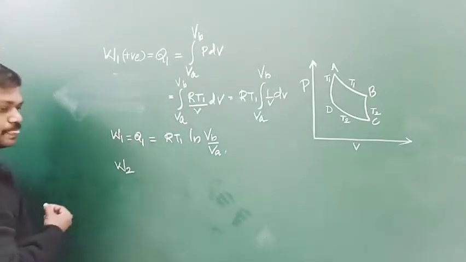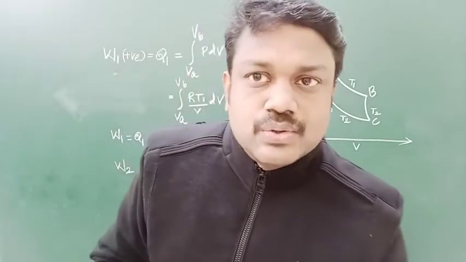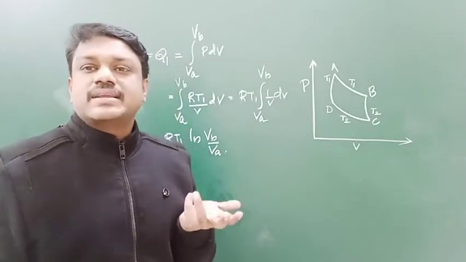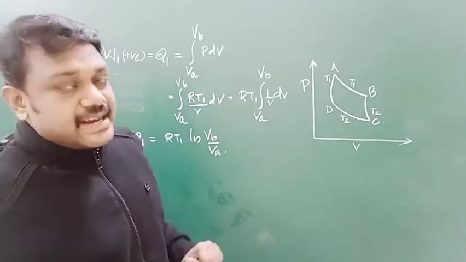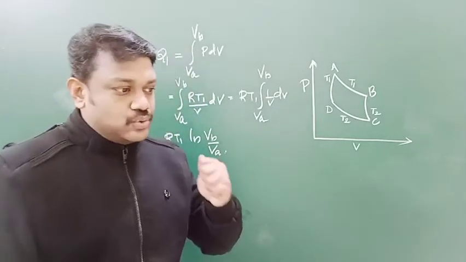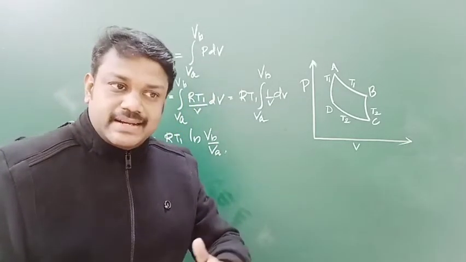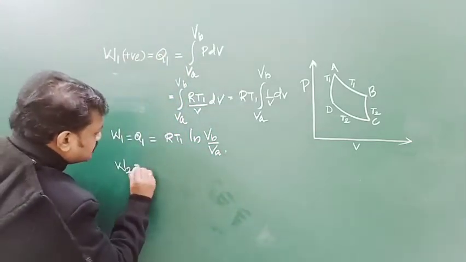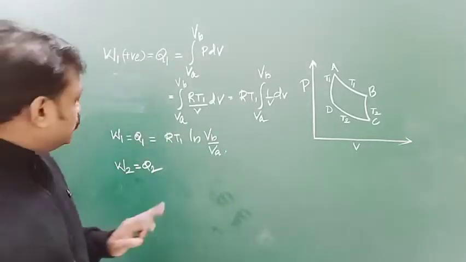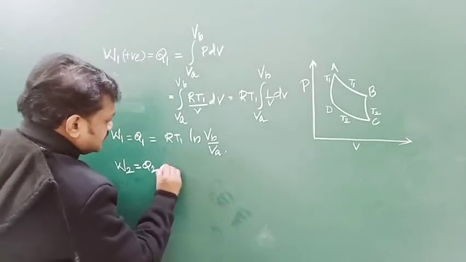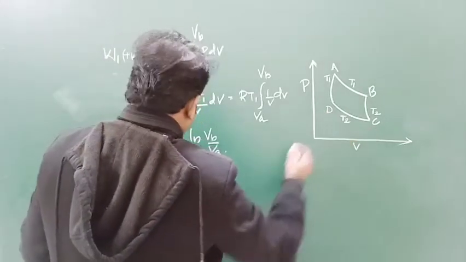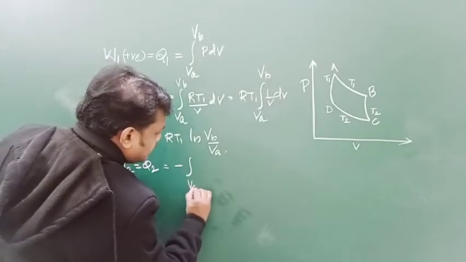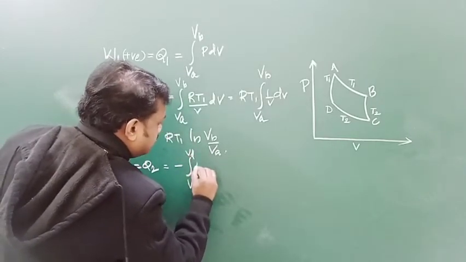Now you can go for W2. W2 is the heat ejected into the sink. W2 is the work done in isothermal compression. During that compression process, since again it is isothermal, the internal energy is not changing. So the work done is equal to the heat energy ejected into the sink. So W2 is equal to Q2, which is, since it is compression, the work done is negative: minus the integral from Vc to Vd of P dV.